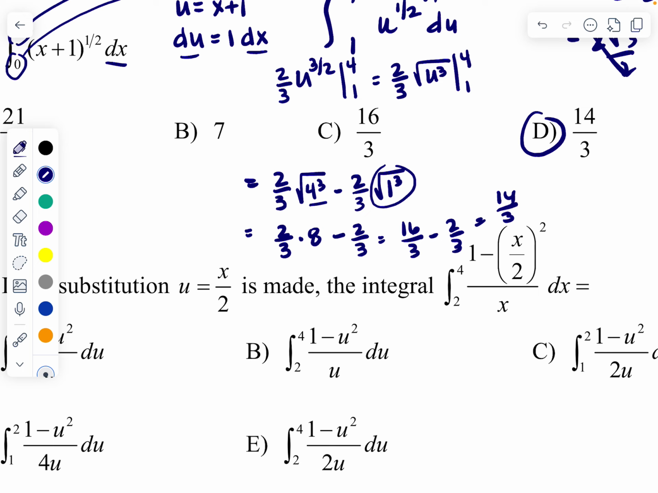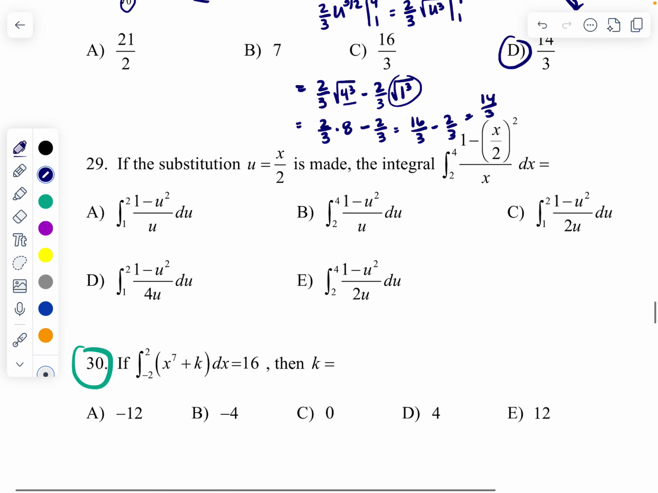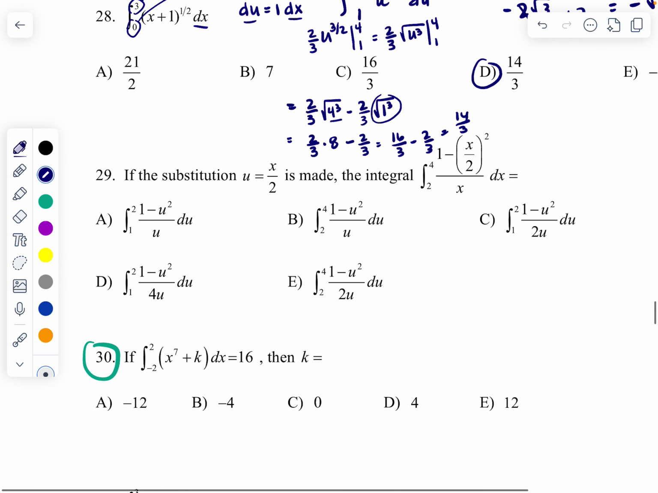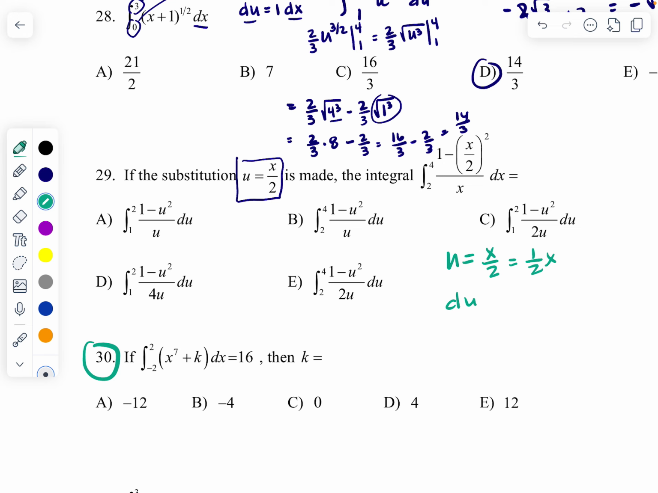Okay. All right, looking at number 29. Now it's telling you what the u is in this one. So it says let u equal x over 2. And then they don't want you to evaluate the integral, but they just want you to do the u substitution. So if your u equals x over 2, you guys, that's just a fancy way of saying 1/2 x, right? So the du is going to be 1/2 dx.